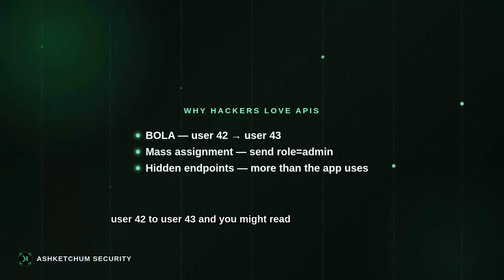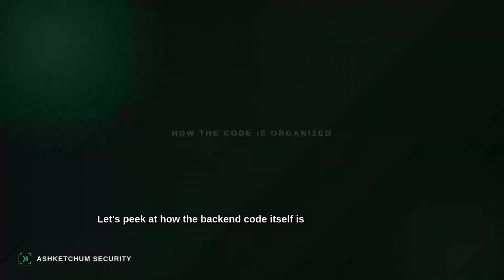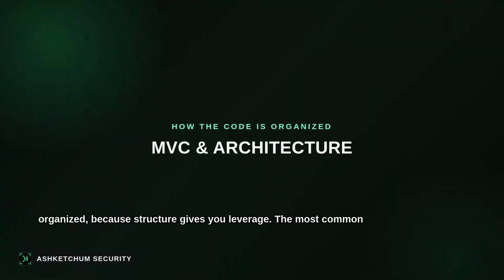Change that user 42 to user 43 and you might read someone else's data. That's an access control bug so common in APIs it has its own name, BOLA. Send an extra field the form never showed, like role equals admin, and you might escalate your privileges. That's mass assignment. APIs also tend to expose more endpoints than the app visibly uses, waiting to be discovered. When we reach the API and cloud module later, this is where a lot of real bug bounty money is made.